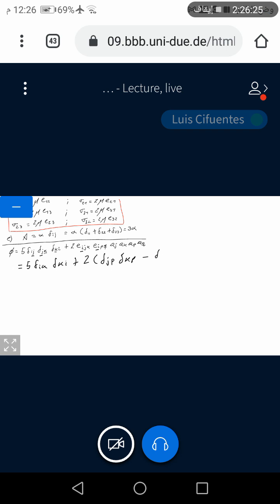minus delta_kq times delta_kp, and for the moment just not going to touch this a_q.